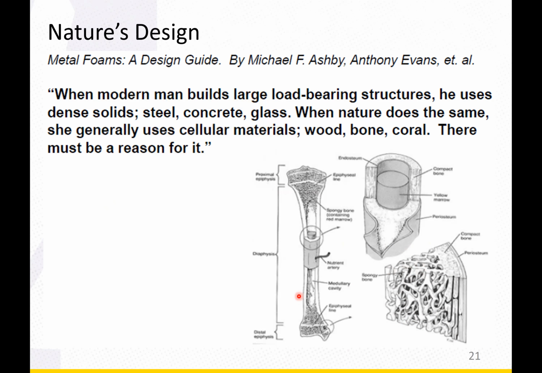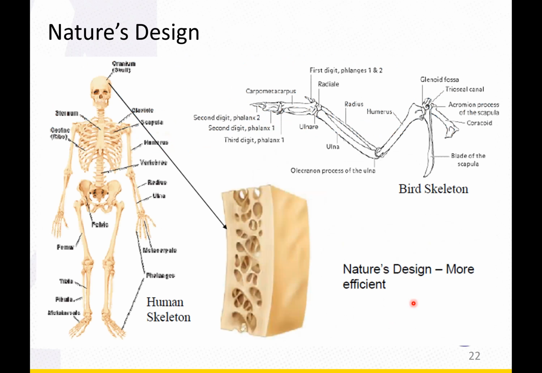And as you can see here, it shows some bone structures. And you can see these cellular or hollowed shapes, I would say, are nature's design, and it actually is quite efficient and optimized. But for a structure like this, it used to be very difficult to manufacture.